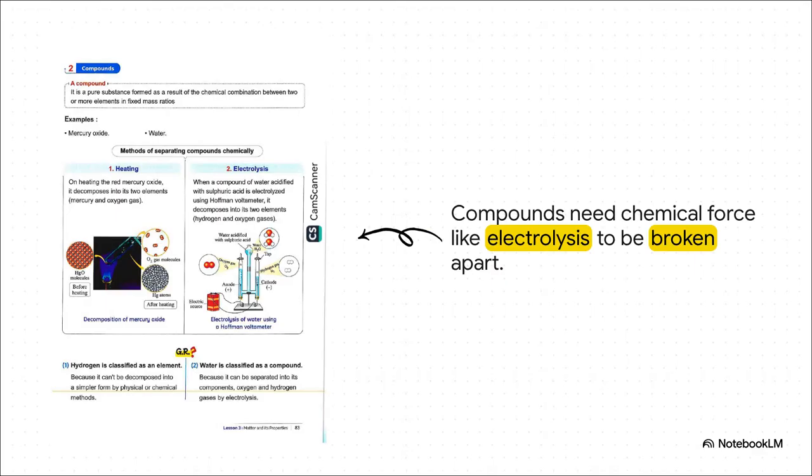And remember those easy physical methods we use for mixtures like filters and magnets? Totally useless here. Because the atoms in a compound are chemically bonded, you need to use chemical force to break them apart. Here you can see a process called electrolysis, which uses electricity to literally rip those bonds apart, splitting water back into hydrogen and oxygen. It takes a whole lot of energy to undo that chemical marriage.